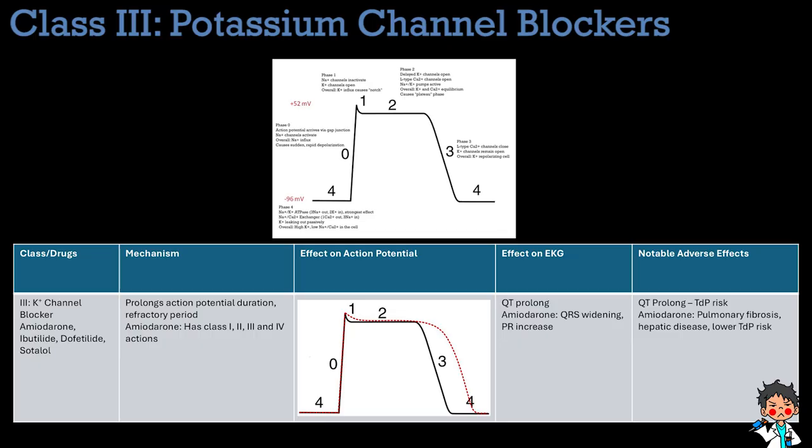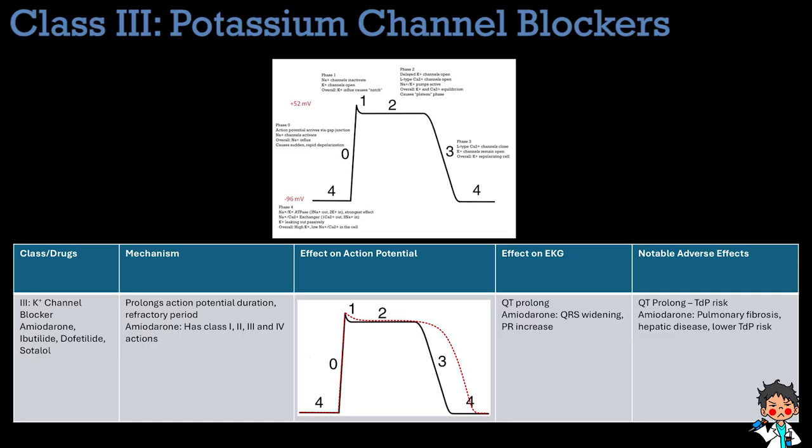As you can see, similar to the smaller effect you saw in the class 1A sodium channel blockers, you have a prolonged action potential here because it's taking longer for those potassium ions to flow out of the cells due to the potassium ion channels being blocked. And just like with class 1A antiarrhythmics, the biggest risk you have to think about with these class 3 antiarrhythmics is that they prolong the QT interval on the EKG, which is strongly associated with torsades de pointes risk.